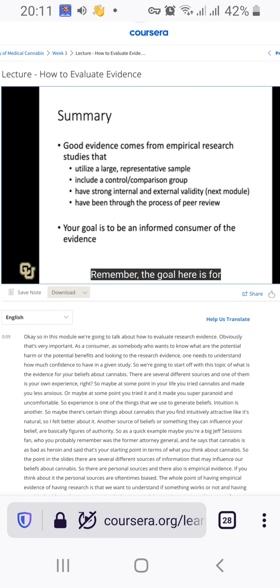And remember, the goal here is for everybody to be an informed consumer of the evidence. And this is true for lots of things, but especially true for cannabis because there is, as we talked about in one of the last lectures, this big gap between the research and what's being said out there in the marketing world, right? The marketing's gotten far, far ahead of the research. And so it's very important to be an informed consumer about this information and about the evidence. And that's why we're focusing on that in this module.